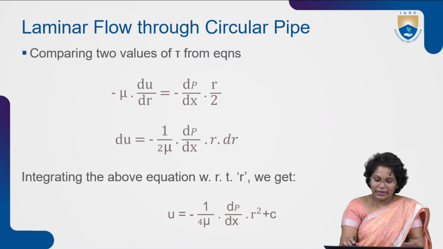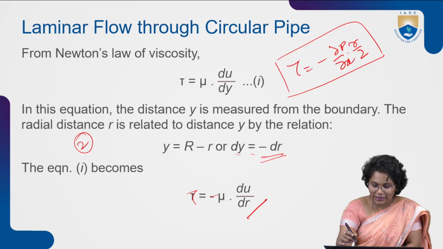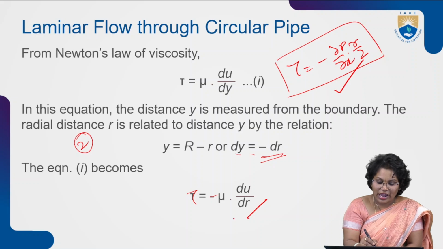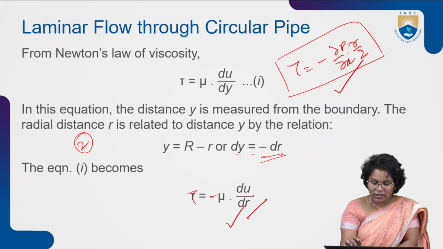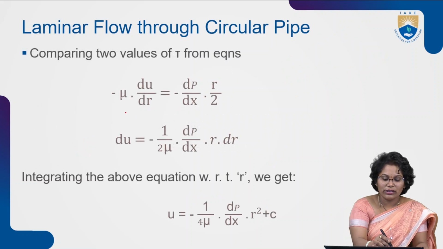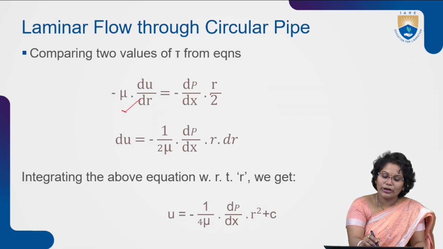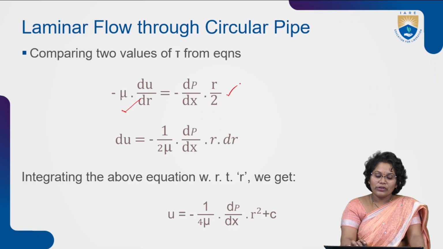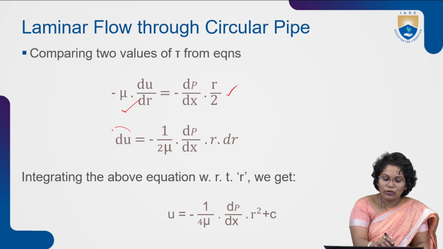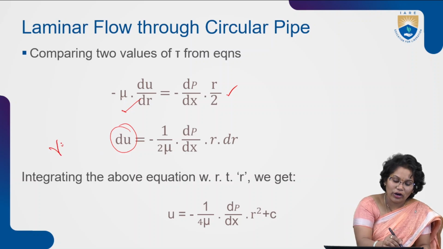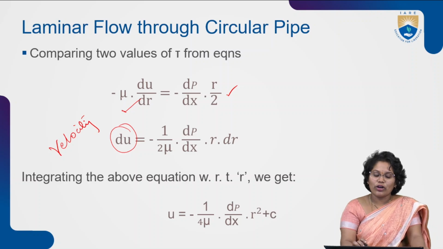Now we are comparing the generalized equation with these two equations. Tau is equal to minus mu into dou u by dou r, that is equal to minus dou p by dou x into r by 2. I am taking the left-hand side out because we have to calculate velocity. So here we are deriving a velocity component.